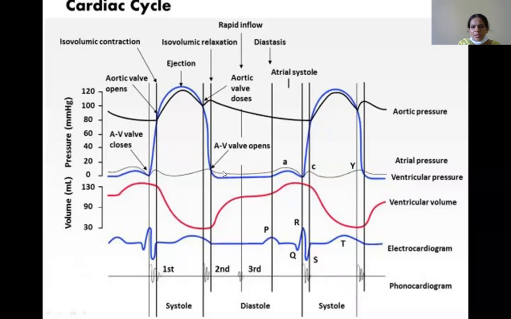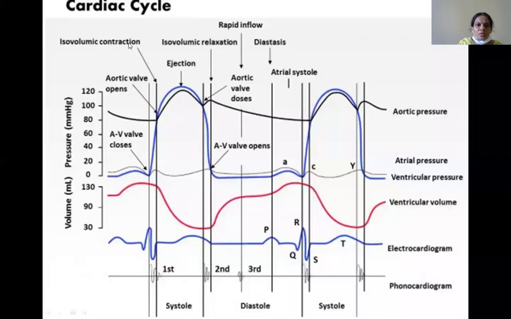And this is the atrial pressure. This black line shows the atrial pressures, and the blue line shows the ventricular pressures. And this is the aortic pressure, the black one, which is touching this.